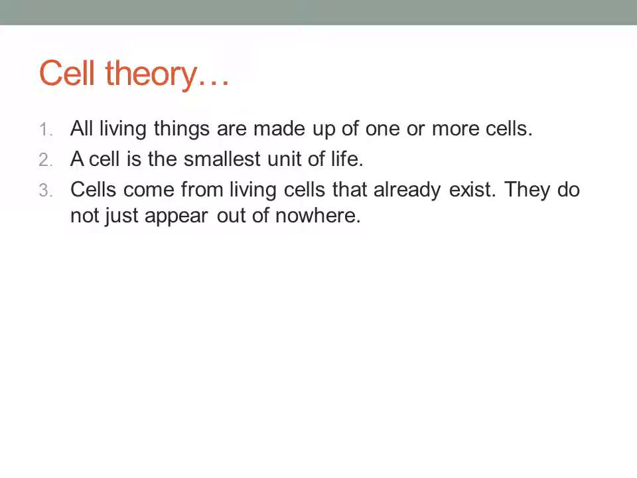The cell theory is made up of three different components. The first component is all living things are made up of one or more cells. The smallest unit of life is a cell. That's number 2. And number 3, cells come from living cells that already exist. They do not just appear out of nowhere. So these are the three main points of the cell theory.